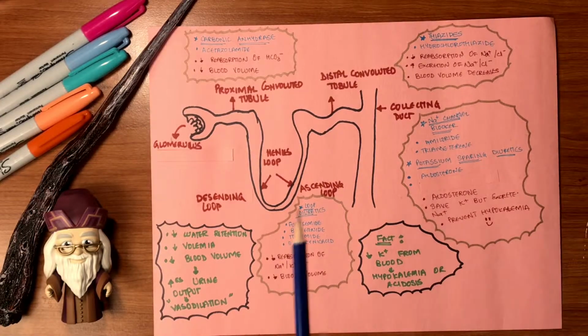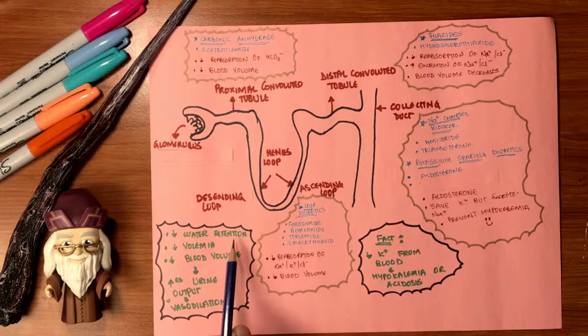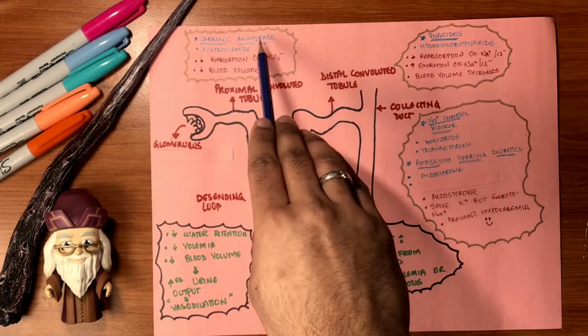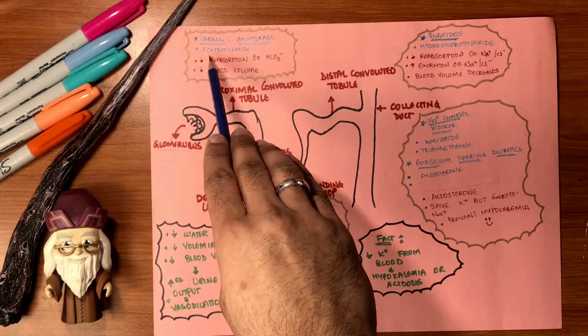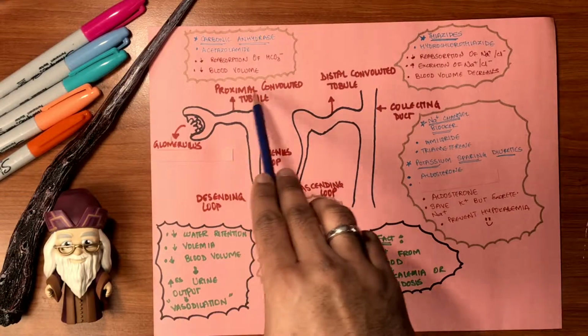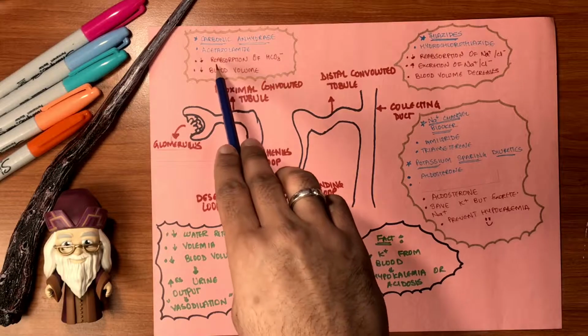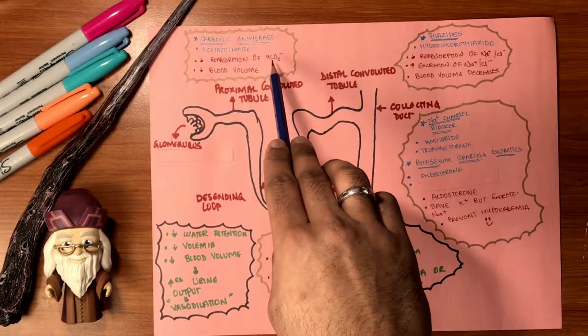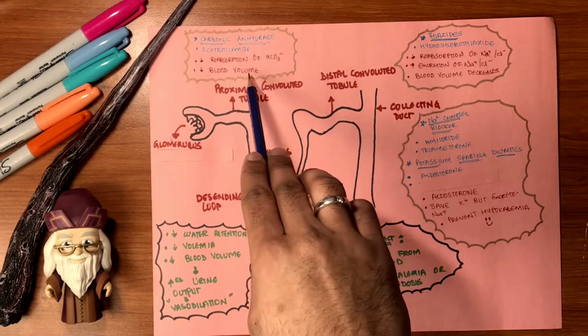Now, the purpose of diuretics is to reduce the water retention, therefore reducing volemia, decreasing the blood volume, and therefore increasing the urine output, leading to an overall vasodilation, causing a reduction in blood pressure. Now, we mentioned a few groups of the drugs. Let's begin with that. Number one is carbonic anhydrase inhibitors. That includes acetazolamide. It works on the proximal convoluted tubule by reducing the reabsorption of HCO3, therefore reducing blood volume.